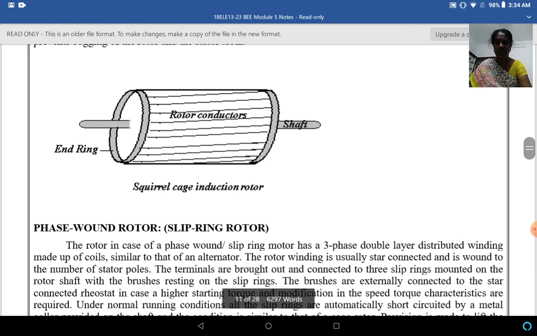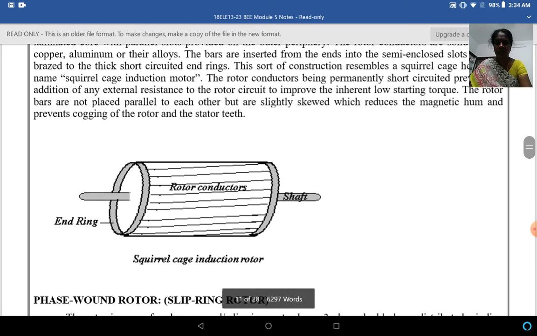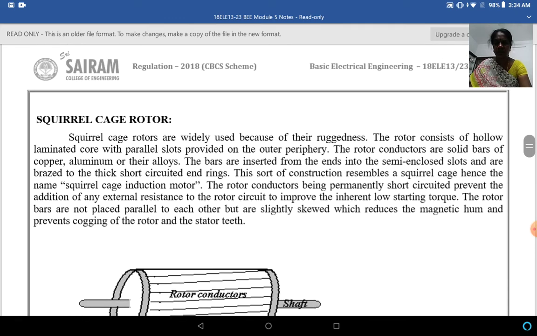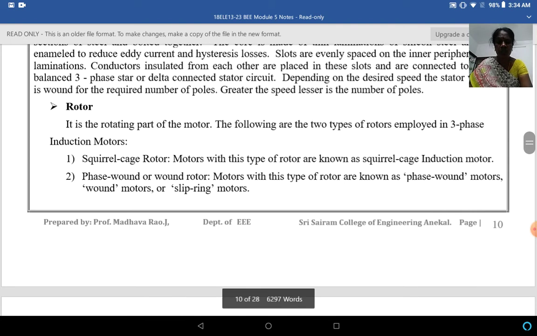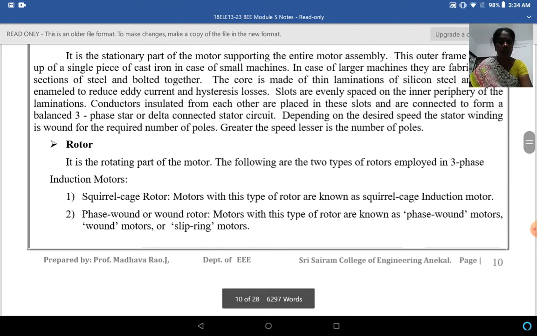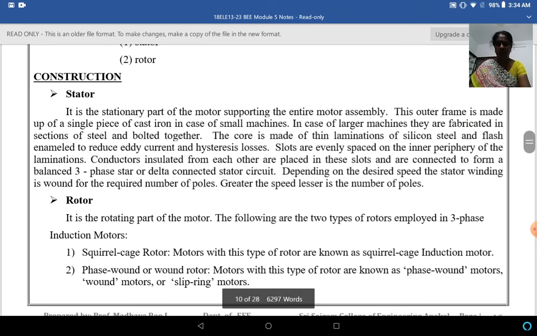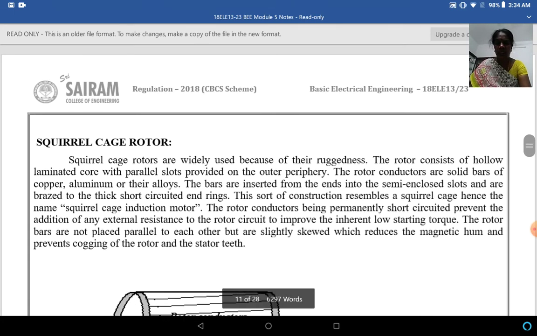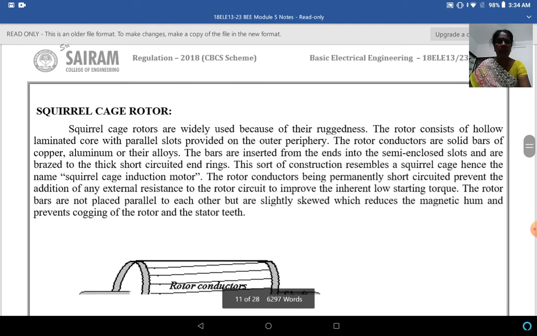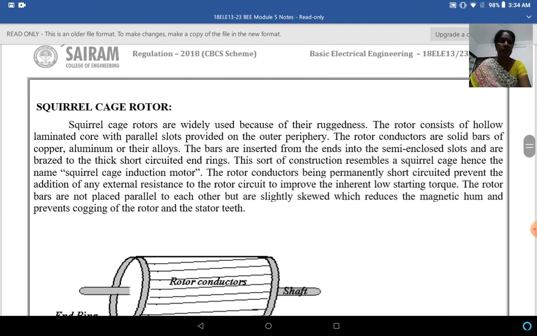The rotor. Motors with the squirrel cage type of rotor are known as squirrel cage induction motors. Motors with the phase wound type of rotor are known as wound motors, or slip ring motors. Squirrel cage rotors are widely used because of their robust ruggedness.